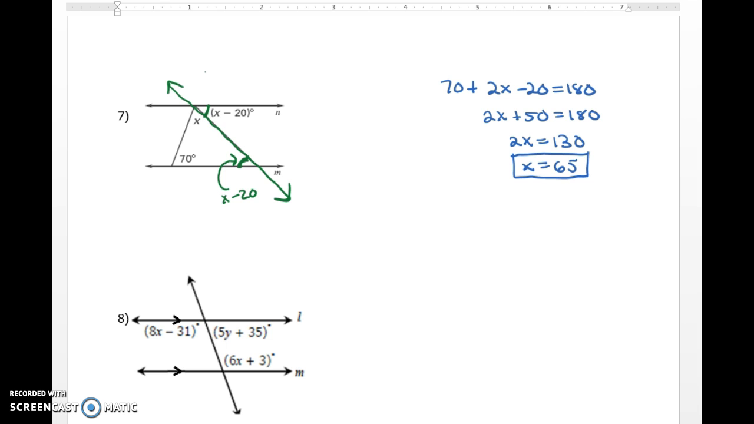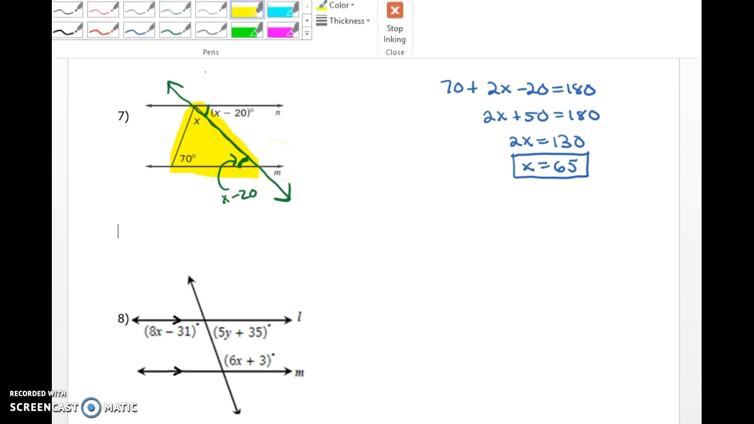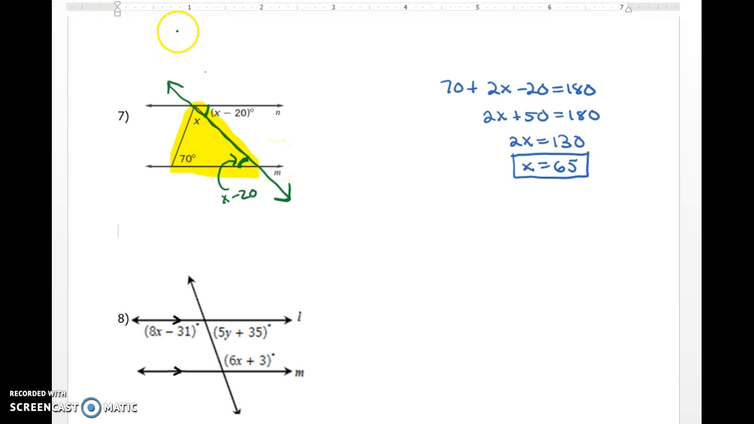And now, if we look at this triangle, the angles in a triangle sum up to 180. So guess what? We're going to be using the exact same equation. X minus 20 plus 70 plus x is equal to 180. Same exact equation, same exact answer.